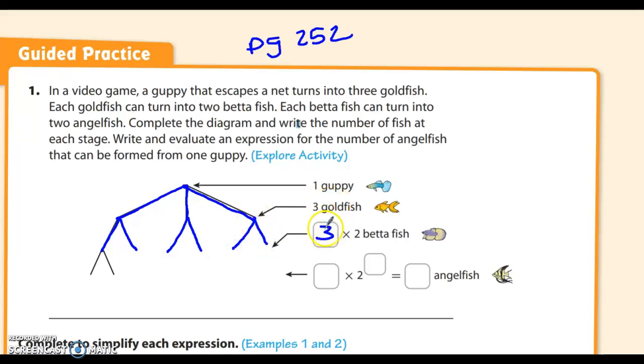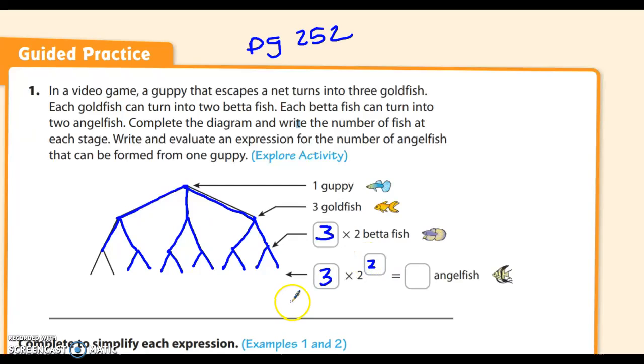So this is the 3 goldfish, and it gets multiplied by the 2 betta fish. And then each of those 2 betta fish gets turned into 2 angelfish. So 1, 2, for each betta fish. So this 3 gets carried all the way down, and then 2 gets squared.